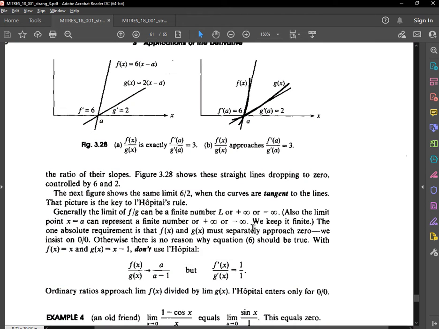Now it turns out that the same thing works if f and g both tend to infinity. You can prove that by playing around with 1 over f and 1 over g. There's an exercise that talks about that.